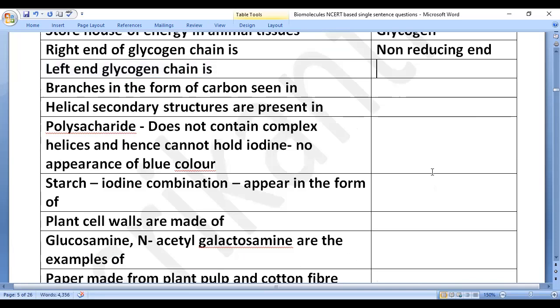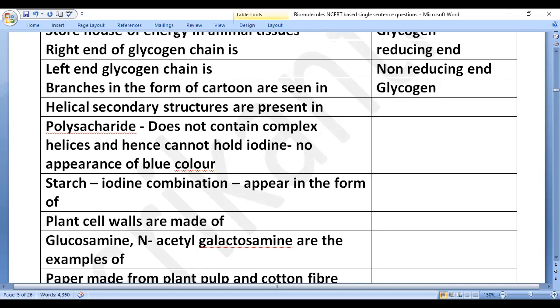The right end of the glycogen chain is the reducing end. The left end of the glycogen chain is the non-reducing end. Branches are seen in glycogen, that is a polysaccharide.